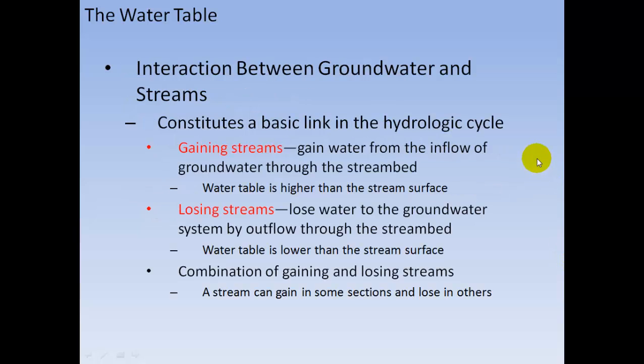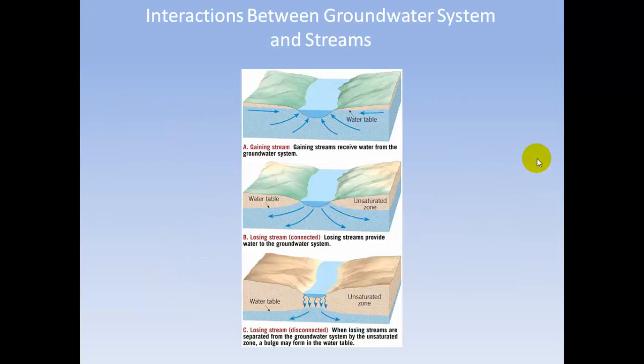Interaction between groundwater and streams constitutes a basic link in the hydrologic cycle. Gaining streams gain water from the inflow of groundwater through the stream bed. The water table is higher than the stream surface. Losing streams move water to the groundwater system by outflow through the stream bed. It's when the water table is lower than the stream surface. A combination of gaining and losing streams: a stream can gain in subsections and lose in others.